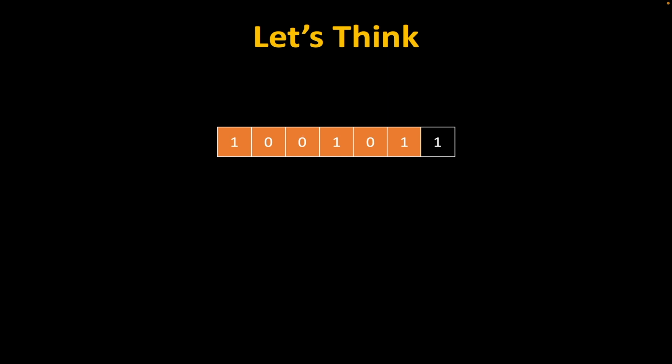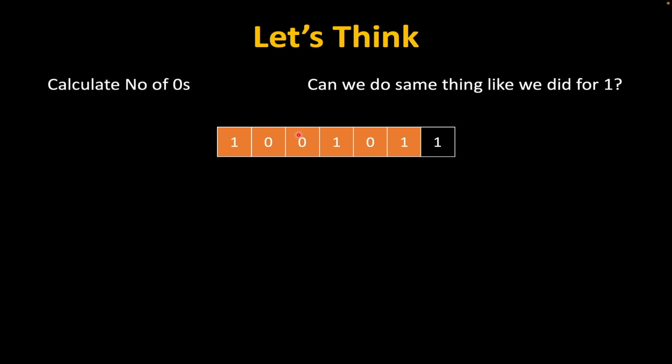Okay. Now let's think what we can do for the zero. Can we do the same thing like we did for 1? For 1, we calculate the sum of ones. So for 0, can we do anything? If we try to do like we did for 1, then it will not be helpful because 0 plus 0 plus 0 doesn't tell us anything. But if we try to consider some other element instead of 0 when we are summing, then it might be helpful. So what other element can we take?